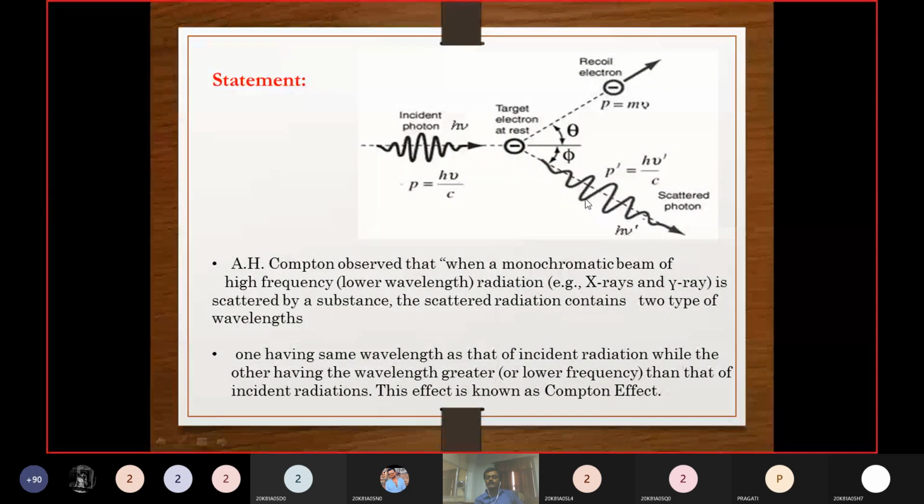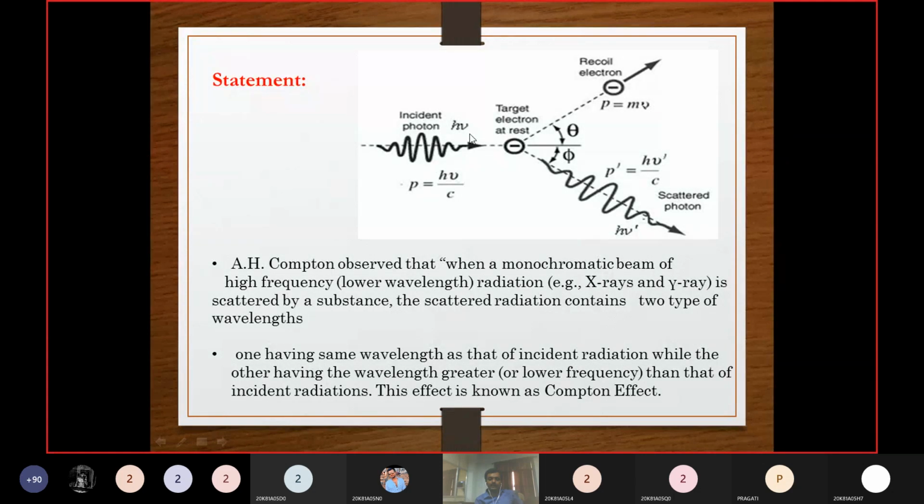That energy is absorbed by the electron, and this electron will get some energy and recoil. So the electron will recoil. This is the Compton effect. First we will discuss the statement here.